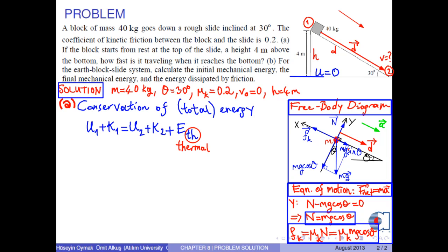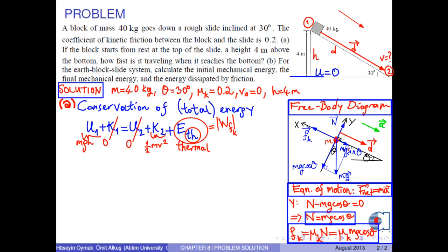The initial potential energy of the block is m times g times h, since it has a height h above the bottom. The initial kinetic energy of the block is 0, because the block starts from rest at the top of the slide. The final potential energy of the block is 0 at the bottom of the slide, which represents the zero gravitational potential energy level. The final kinetic energy of the block at the bottom of the slide is 1/2 times m times v squared.